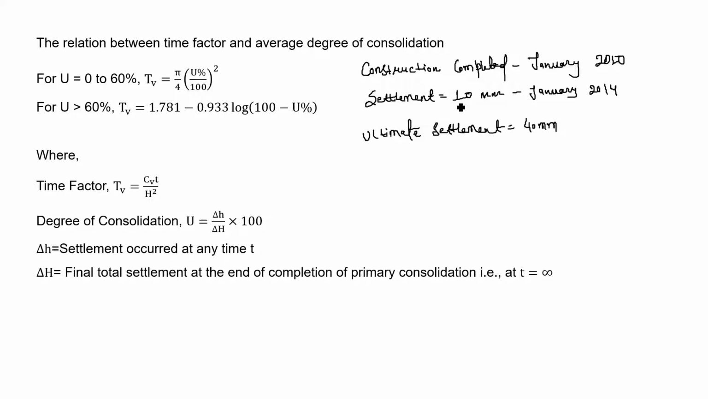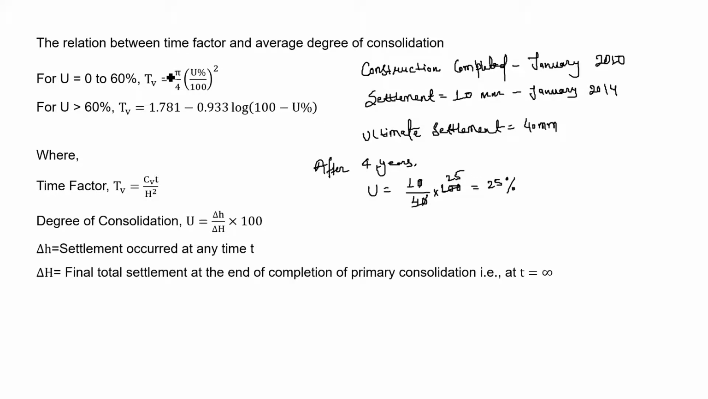Now, if we find the degree of consolidation at this time, that is January 2014, after 4 years, the degree of consolidation U is equal to del H, the consolidation at that time, that is 10 mm, divided by the ultimate settlement which is 40, into 100. So it will be 10 by 40 into 100, that is 25%.